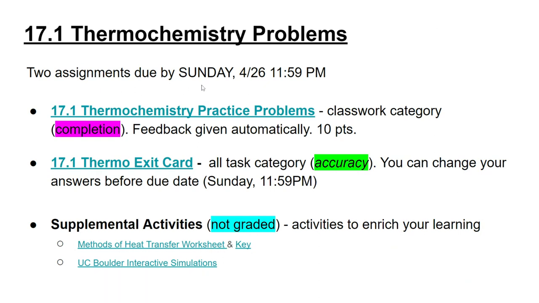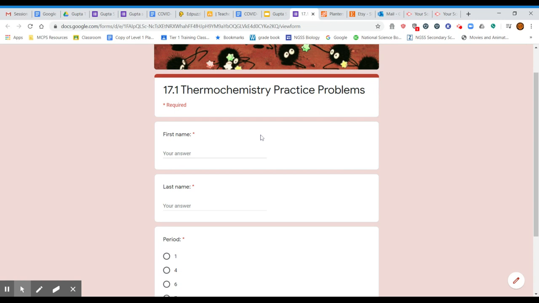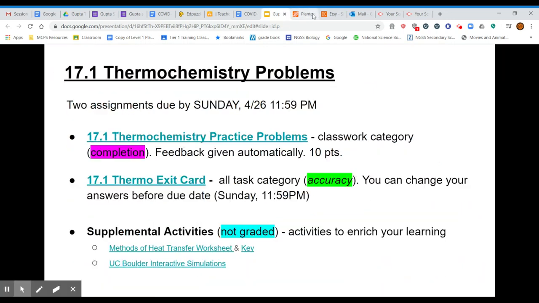Now the two assignments are due by Sunday, that is by 4/26, 11:59 p.m. One is the thermochemistry practice problems. I will click on that so they can look at it. This one is for completion for 10 points. Look at this, there you can see. So please answer. You can go back and review this form again and again until you get the right answer.